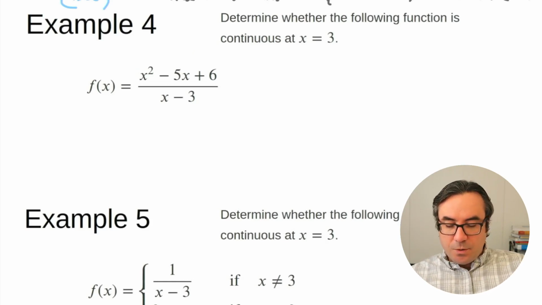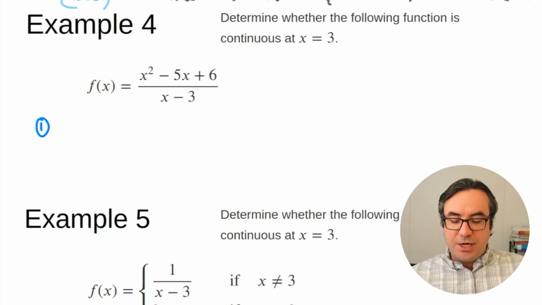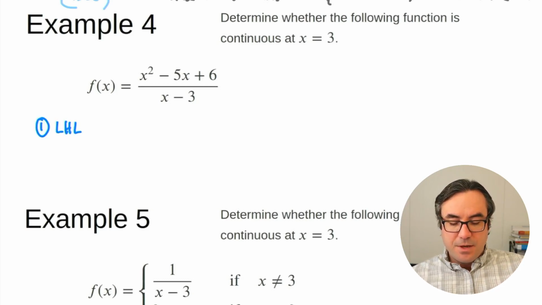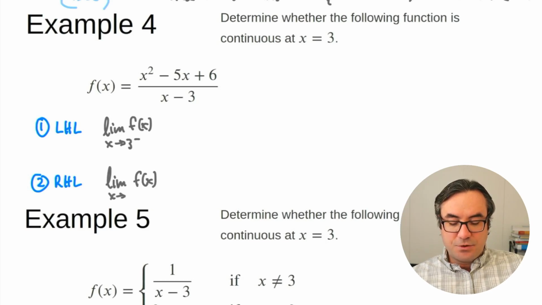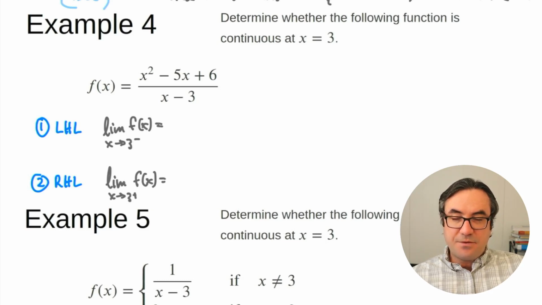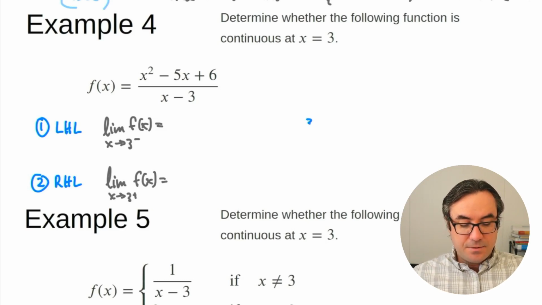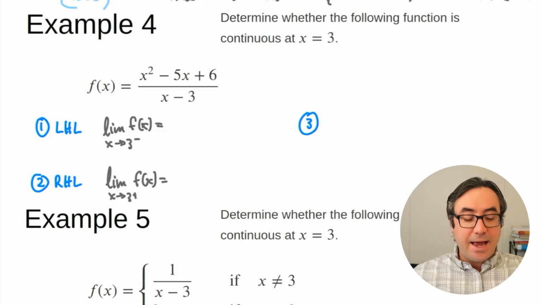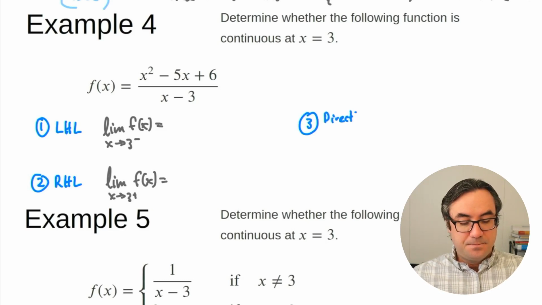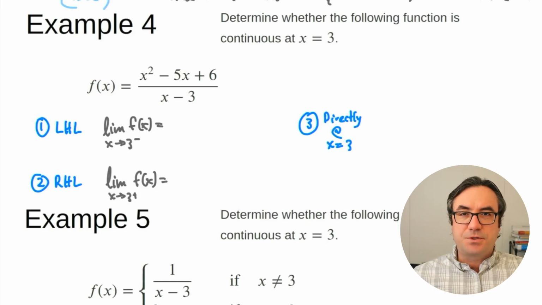And normally when we're checking for continuity, again, there's three things we want to check. We want to check the left-hand limit, and we want to check the right-hand limit. So we want to calculate the limit of f of x as x approaches 3 from the left, the limit of f of x as x approaches 3 from the right, see what we get for each of those. And then we also have to check what's going on directly at x equals 3.